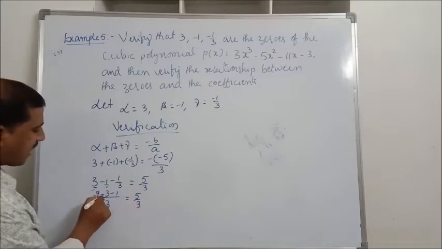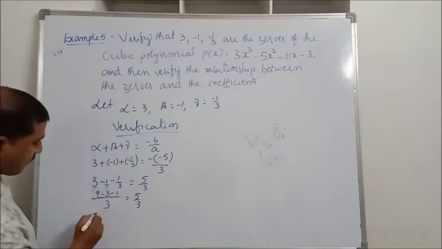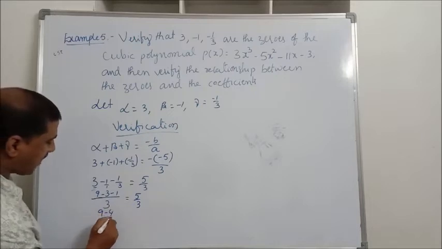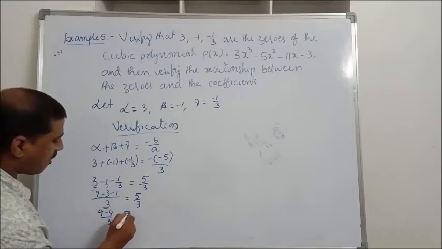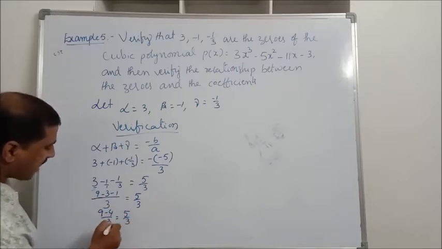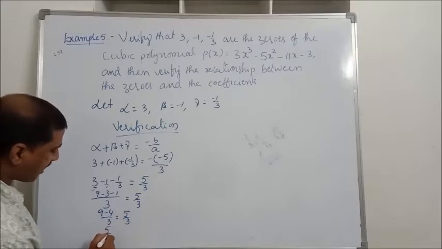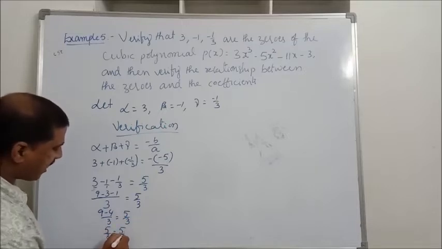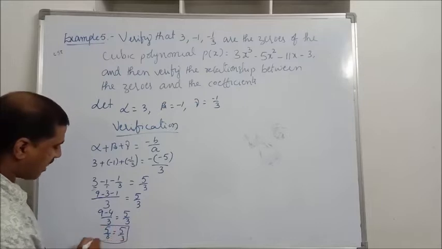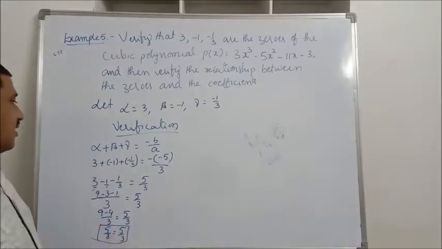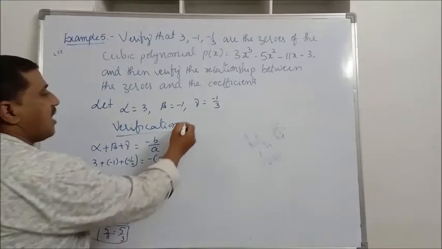Now 9 minus 3 minus 1 is equal to minus 4. That is 9 minus 4 by 3, which is equal to 5 by 3. That is, 9 minus 4 means it is 5. 5 by 3 is equal to 5 by 3. We got it. Like this we can verify the first one, that is the sum of the zeros of the given cubic polynomial.